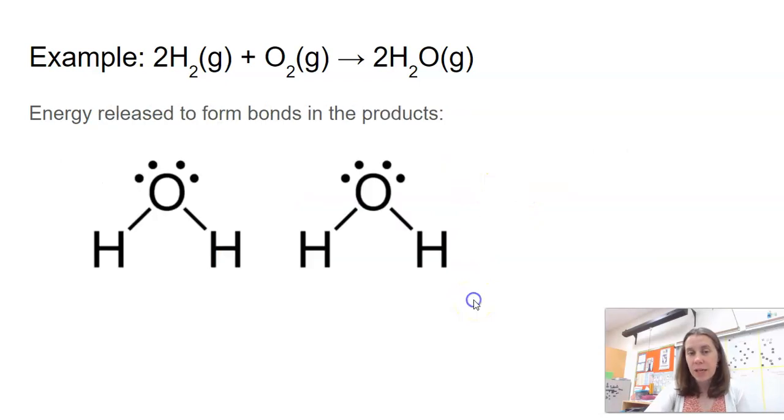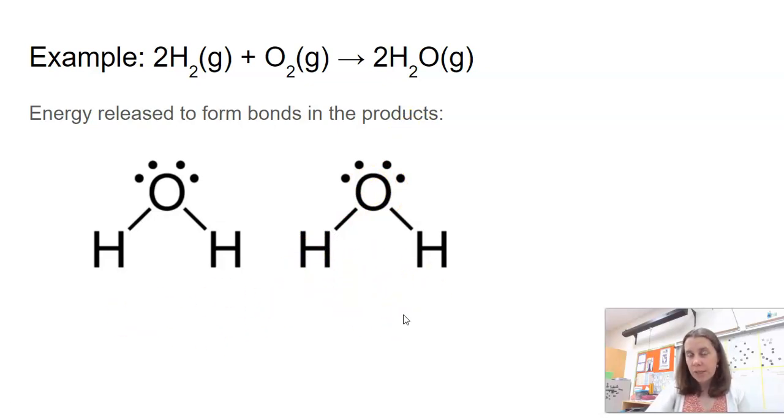All right, now let's do the same thing for the products. So we form two water molecules. All the water molecules have the same kind of bond. There's an OH bond, an OH bond, an OH bond, and an OH bond, right? They're all the same. And an OH is the same as an HO. Doesn't matter the direction, okay?